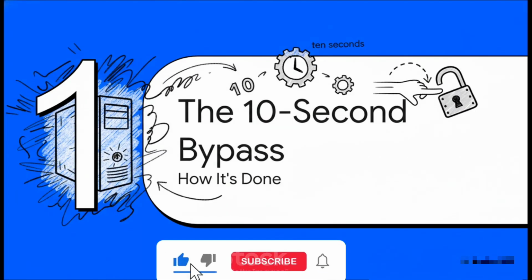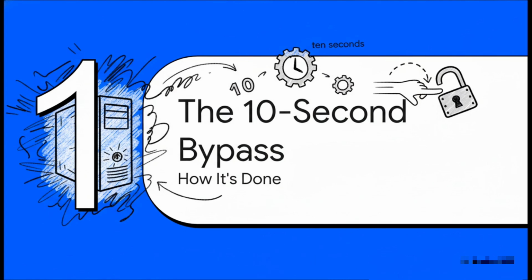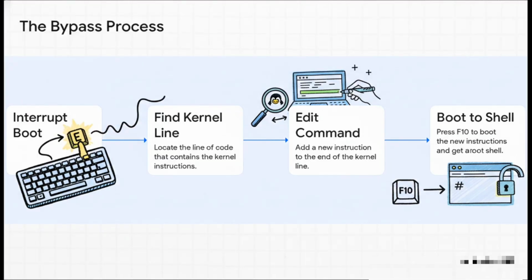So you're probably wondering, how on earth is this even possible? Well, here's the crazy part. You don't need some special USB stick or any kind of fancy hacking software. All it takes is getting your hands on the machine and about 10 seconds of really precise timing while it's booting up. And the process itself is shockingly simple. When you see that boot menu, you just hit the E key to interrupt it. From there, you just have to find the line that starts with Linux. That's your kernel line. You add one little command to the end, press F10, and that's it. Boom. You've just bypassed the login screen and landed yourself a root shell.